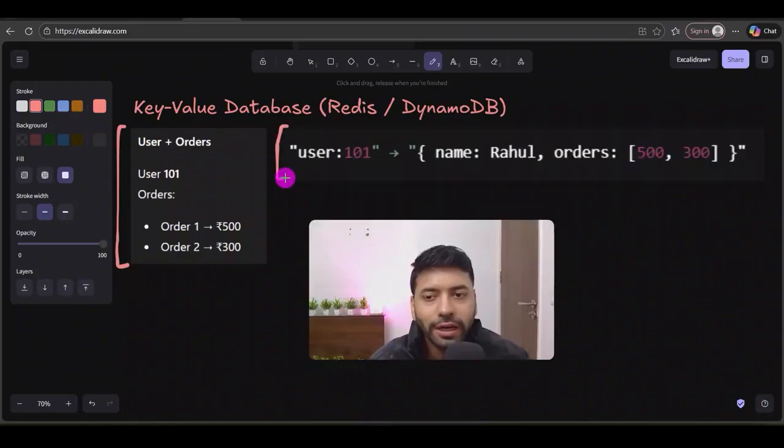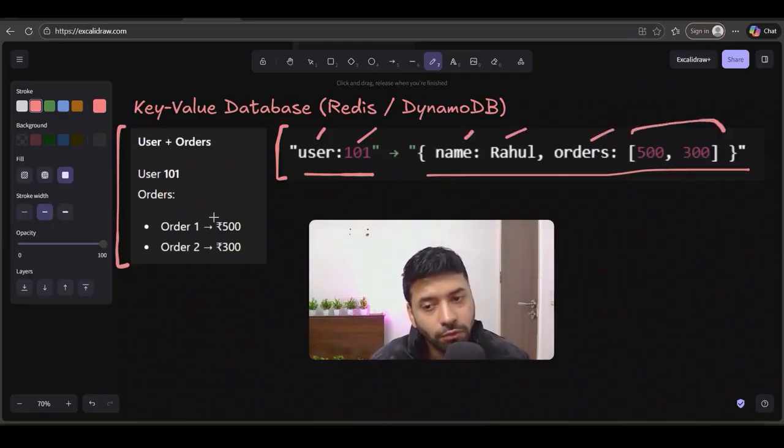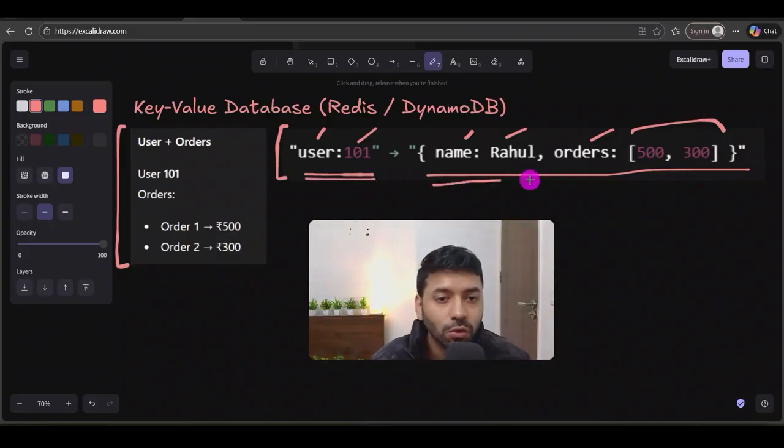Alright, this is how the data can be stored. You can see the key we have maintained is user:101. So basically it is telling about the user and this is the ID, and corresponding to that we have stored the information. You can clearly see we have stored inside the value name as Rahul, and the orders information also. We had 500 and 300, so we have also put that inside the value. Okay, so this is the key. This complete thing is the value corresponding to this key.